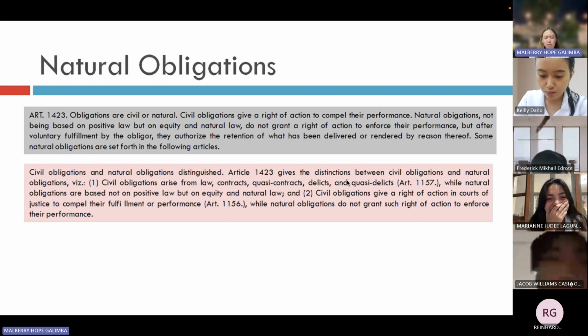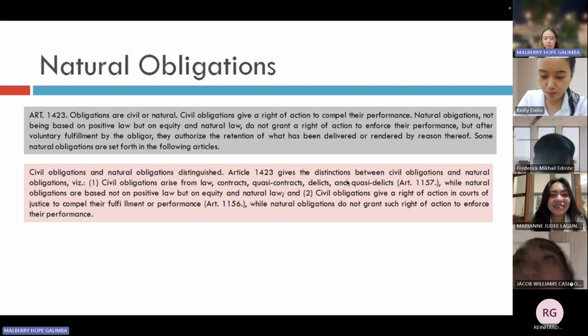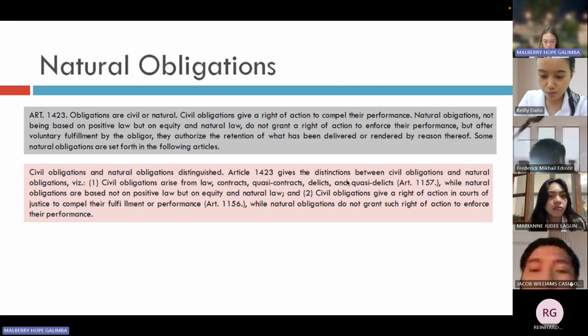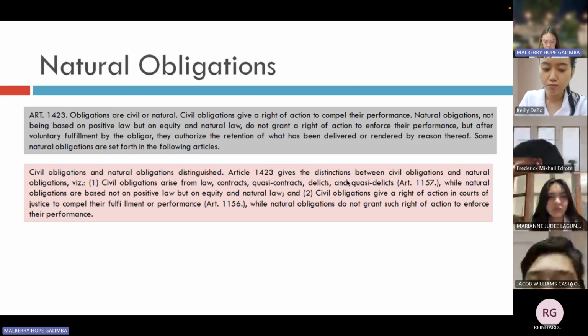So I think that's it for the whole course. You have learned about the form, reformation of contracts, interpretation of contracts, defective contracts, and natural obligation. The discussion is a summary of all the topics that fall under this scope.